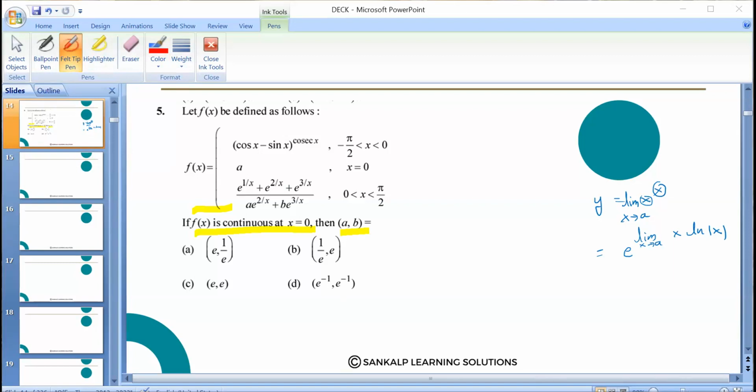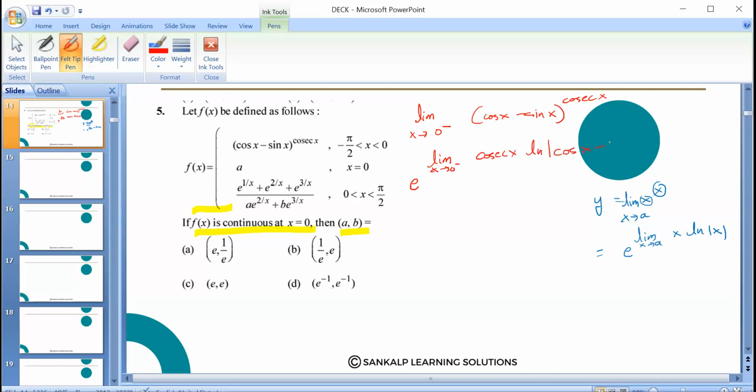So here we will check the continuity. We will take the limit as x approaches 0 minus. 0 minus means we have to take (cos x minus sin x) whole power cosecant x. Just now I told you how to find the limit. e power limit as x approaches 0 minus. Cosecant x will come down, and for this you will have ln(cos x minus sin x), because this will come as the power. The power will come out. That you have to remember. Don't forget.